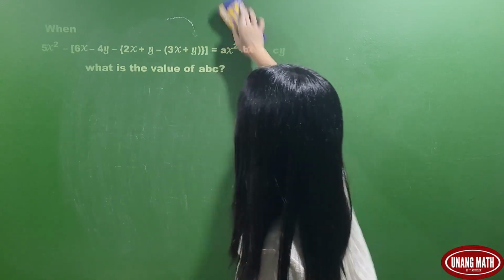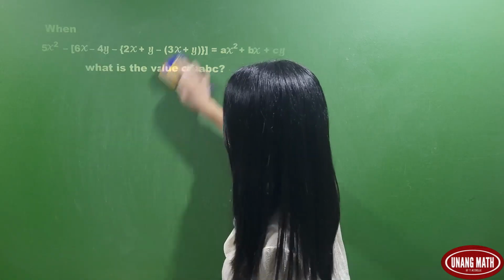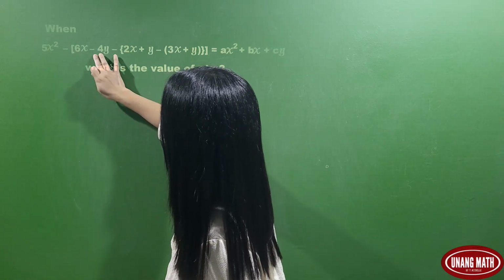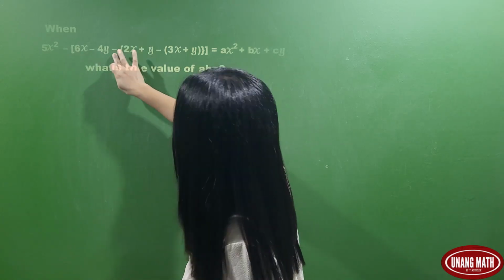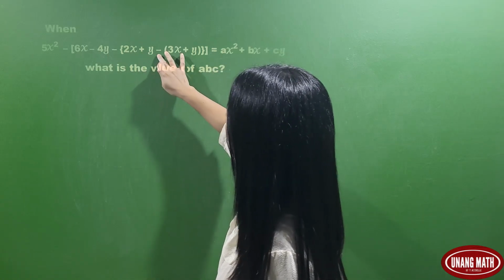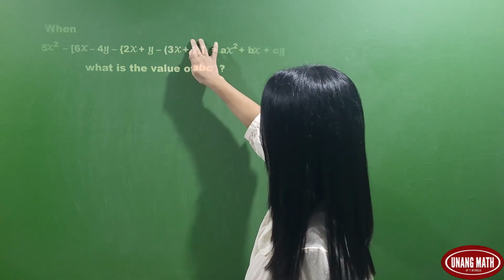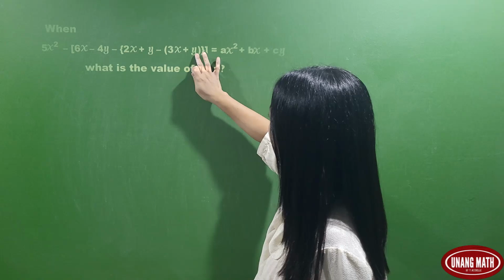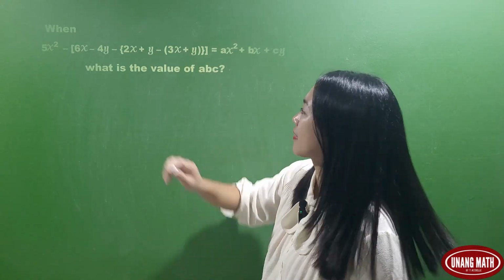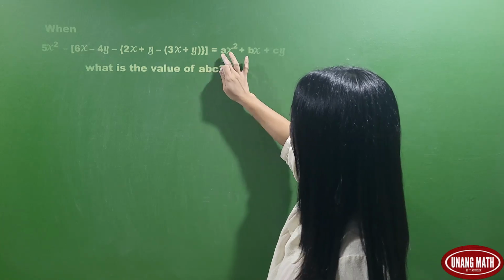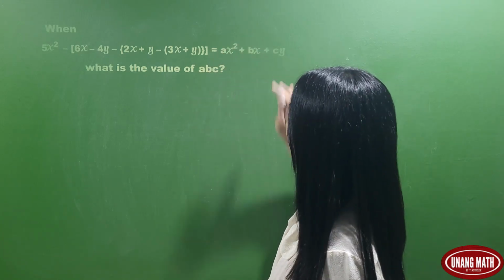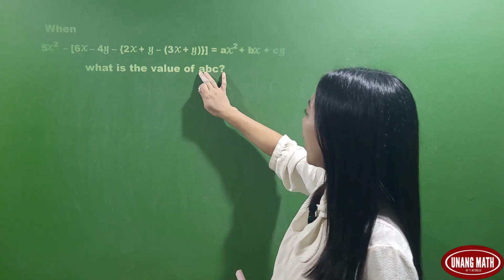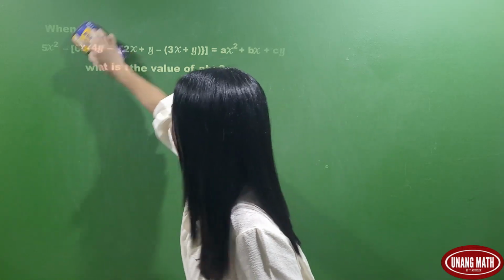Okay, it says here, when this expression 5x squared minus 6x minus 4y, minus this expression 2x plus y, minus again this expression 3x plus y. If you're going to take a look at this one, it's inside the parentheses, braces, and brackets. This expression is equal to ax squared plus bx plus cy. The question is, what is the value of a times b times c?